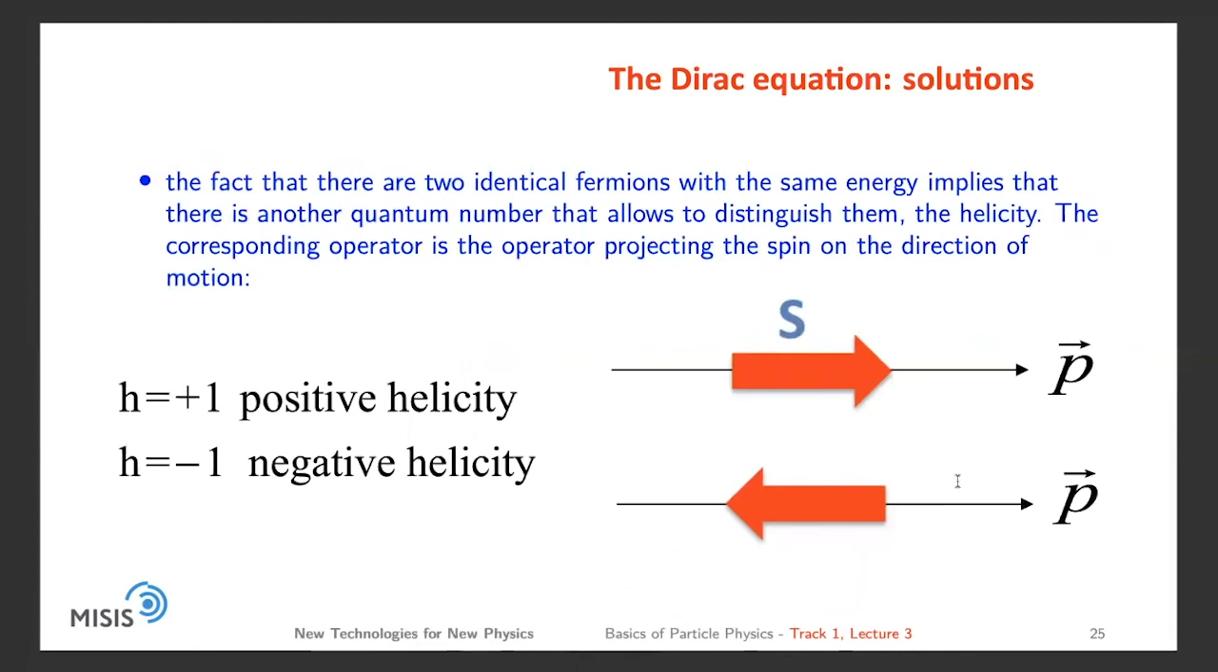Now, the fact that there are two identical fermions with the same energy implies that there is another quantum number that allows us to distinguish them: the helicity. The corresponding operator is the operator projecting the spin in the direction of motion. So here you can see the direction of motion of the particle, P, and then the spin can be either directed in the same direction as motion, so we have helicity H equal to +1, positive helicity, or the spin can be opposite to the direction of motion, and we will have a negative helicity particle here.